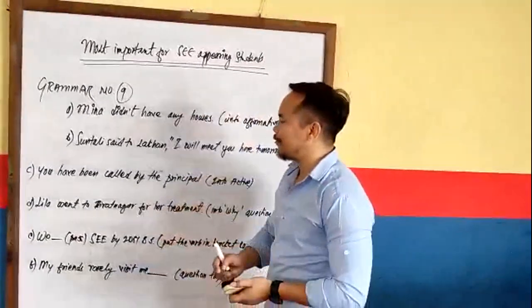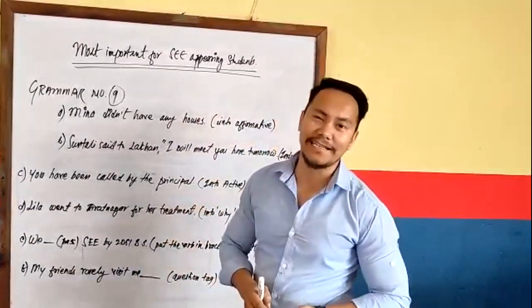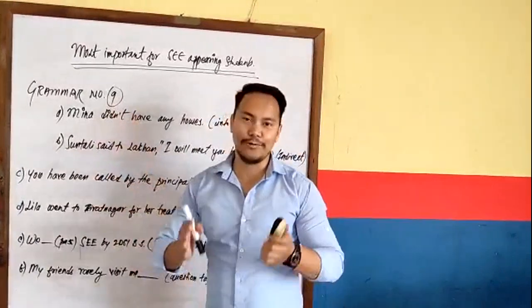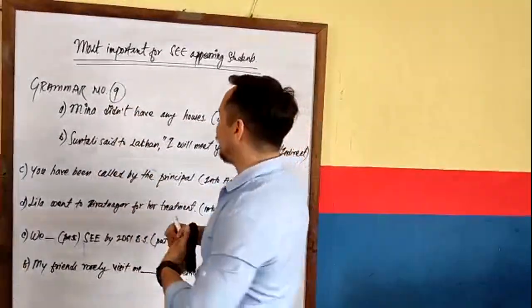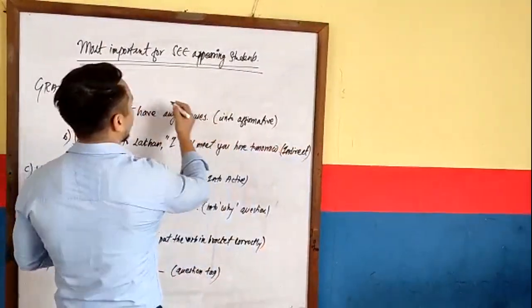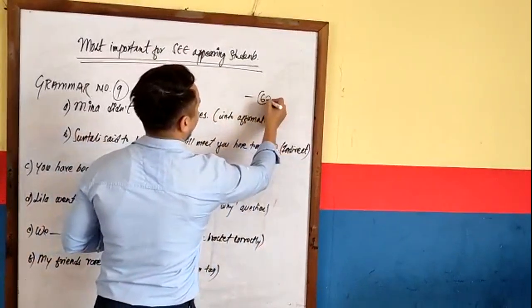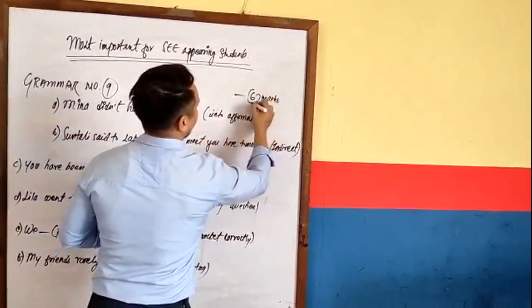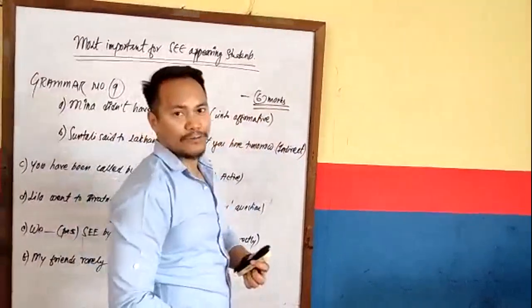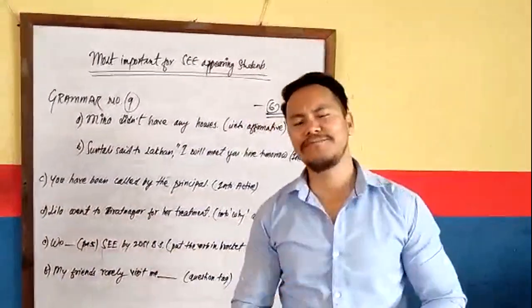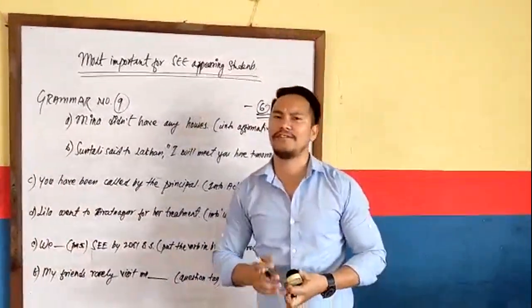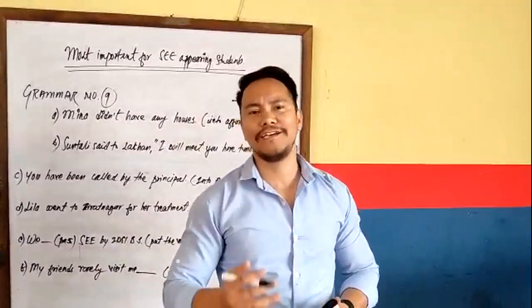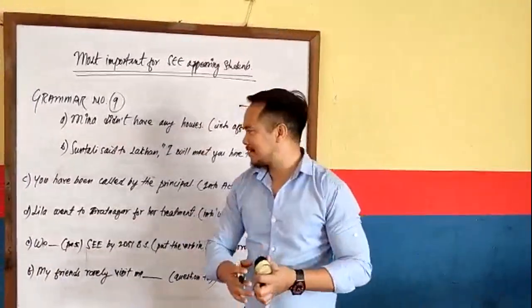As you can see here on the board, 6 grammatical exercises, and this is question number 9. As we all know, this particular question number 9 consists of 6 marks. Remember, we have seen many of the students fail by even 1 mark. So 6 marks is really a big marks for those who are really seeking to secure good grades.